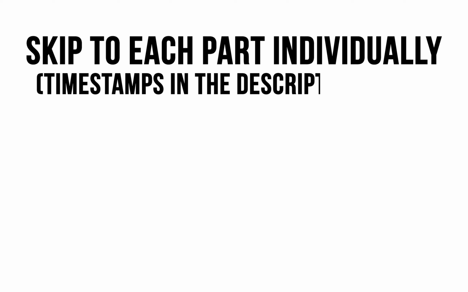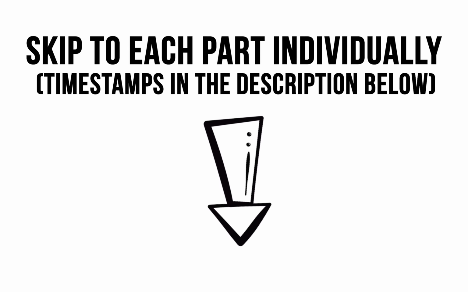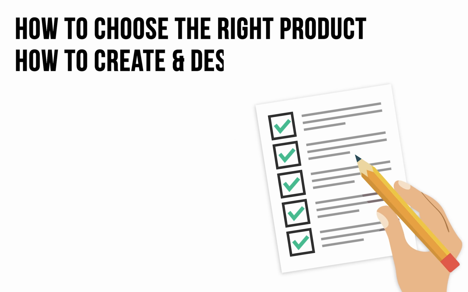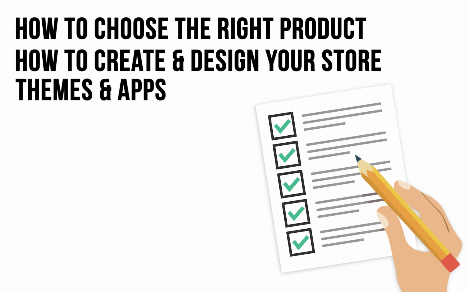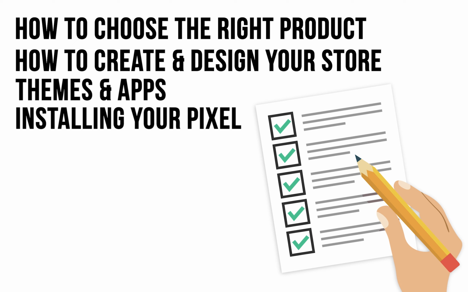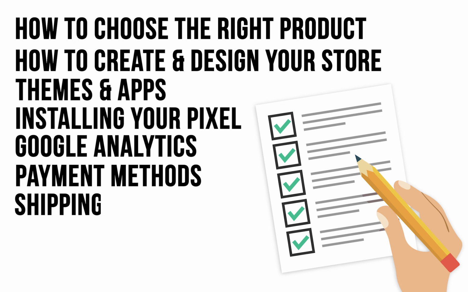Now in this video, it's going to be a complete tutorial, and I'm going to make it so you can skip to each part individually. I'm going to put a timestamp below in the description of every single different part. We're going to go over how to choose the right product. We're going to go over how to create and design your store, the themes, the apps, all the technical stuff, installing your Pixel, Google Analytics, your payment methods, your shipping zones.